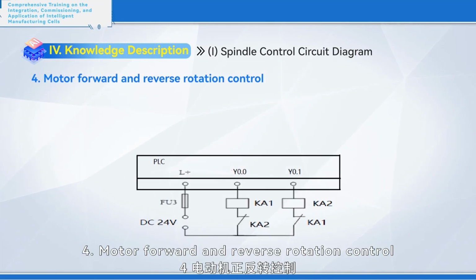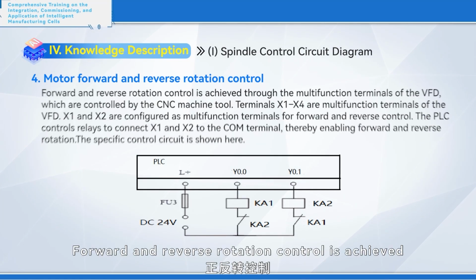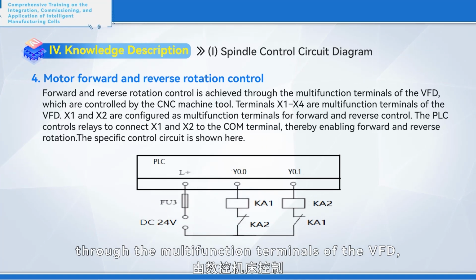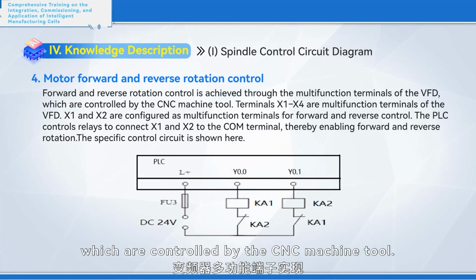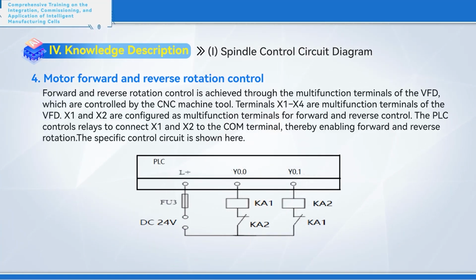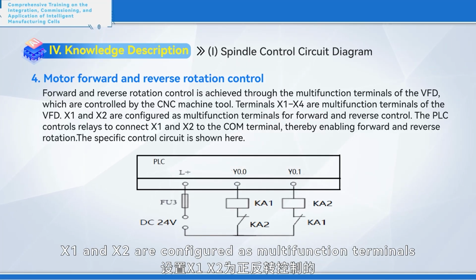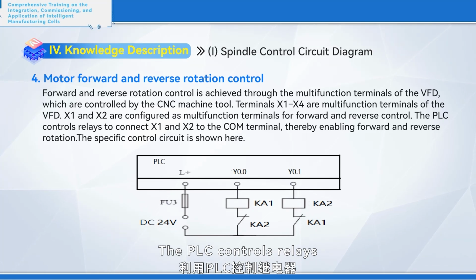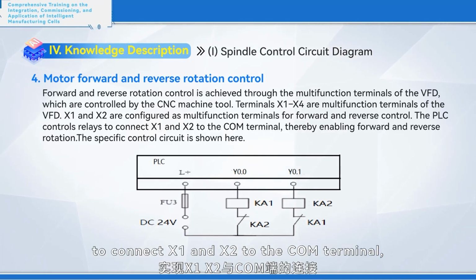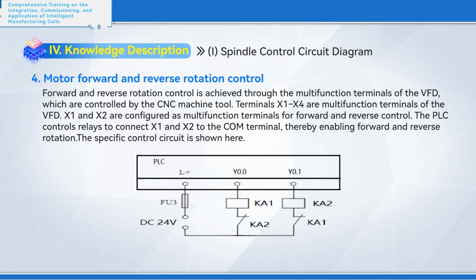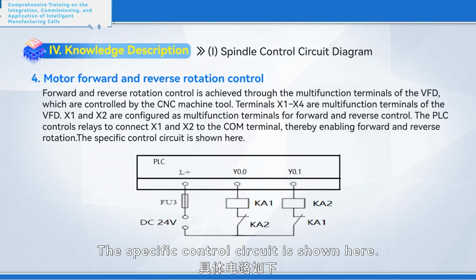4. Motor forward and reverse rotation control. Forward and reverse rotation control is achieved through the multifunction terminals of the VFD, which are controlled by the CNC machine tool. Terminals X1 to X4 are multifunction terminals of the VFD. X1 and X2 are configured as multifunction terminals for forward and reverse control. The PLC controls relays to connect X1 and X2 to the COM terminal, thereby enabling forward and reverse rotation. The specific control circuit is shown here.